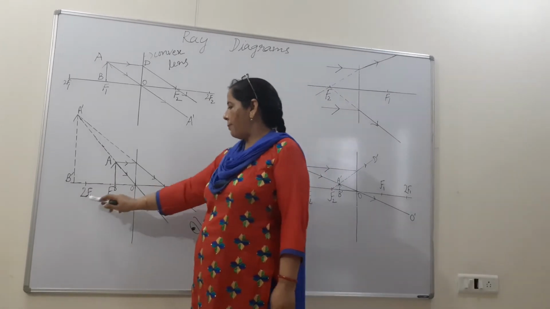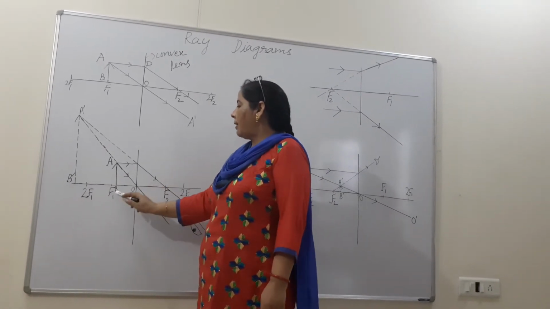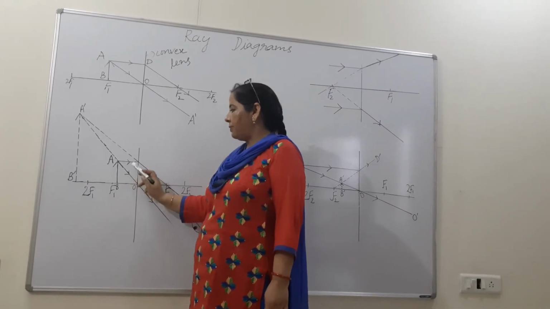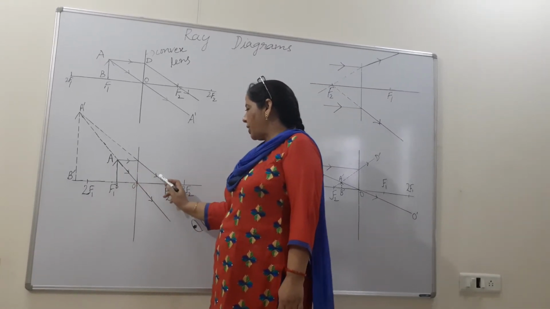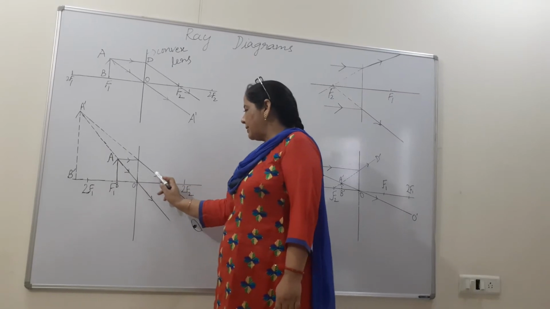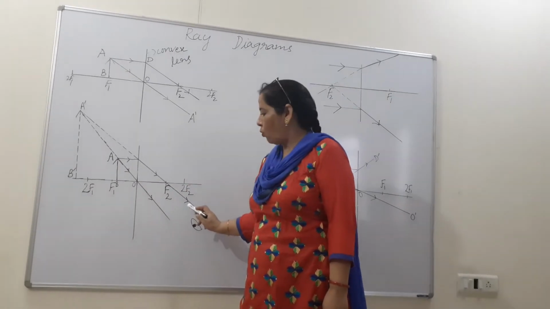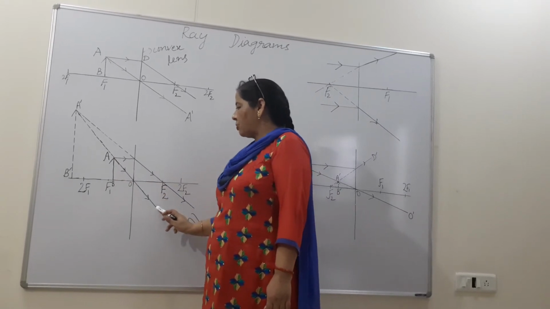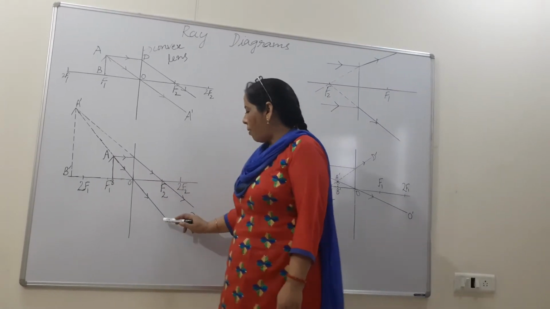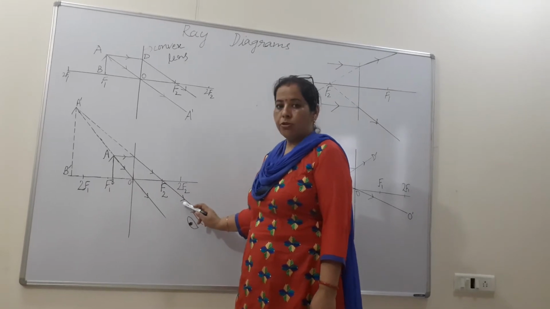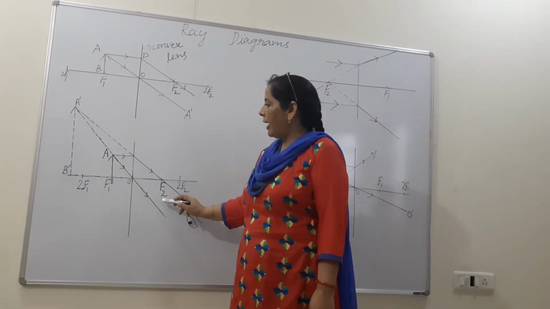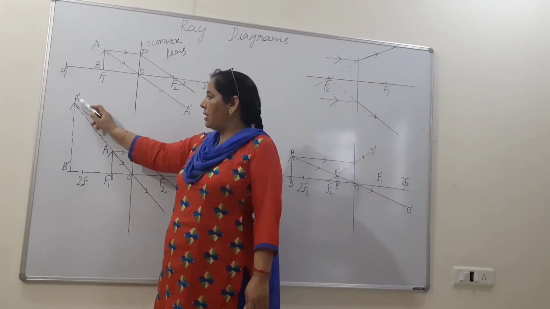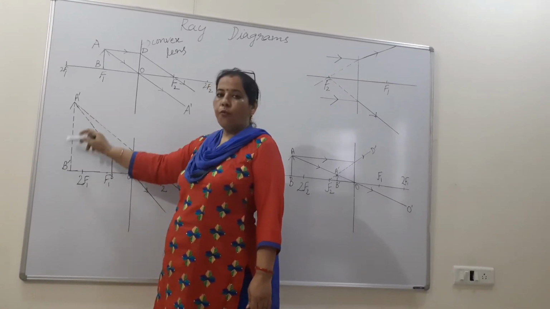The method is again the same. Take the points, then situate the object where they have told. From the head of the object take 2 rays. The first ray parallel to the principal axis, so its refracted ray passes through point F2. The second ray passes through the optical center, so it will go undeviated. Now these rays are not parallel, so what do we have to do? We have to produce them backward, and where they meet, the image will form.